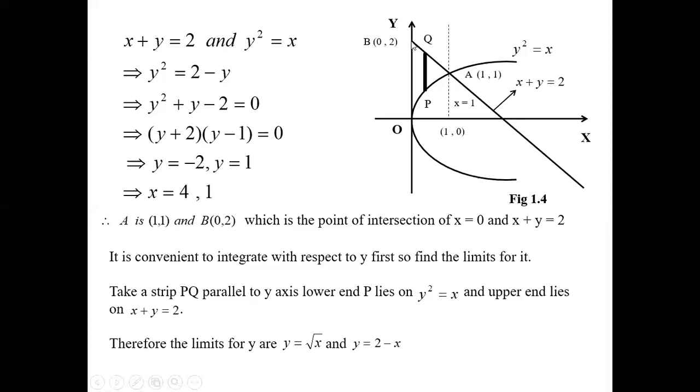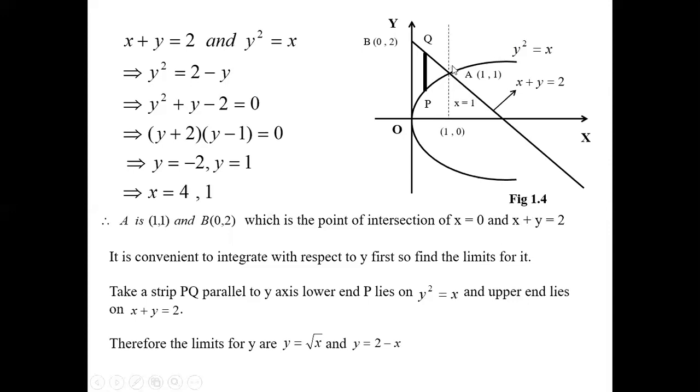Now to find this point, x is equal to 0. When x is equal to 0 and x plus y is equal to 2, when x is 0, y is equal to 2. So this becomes y is equal to 2 and x is equal to 0. This becomes the point B. Then it is convenient to integrate with respect to y first, so as to find the limits for it.